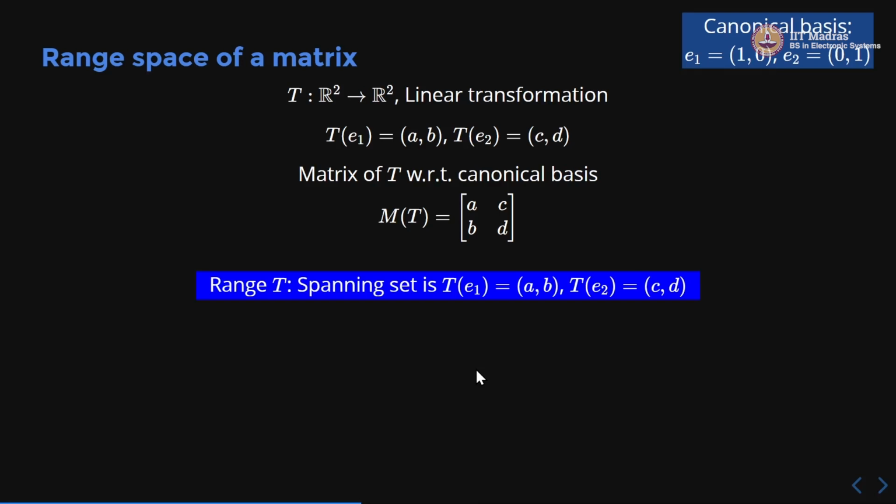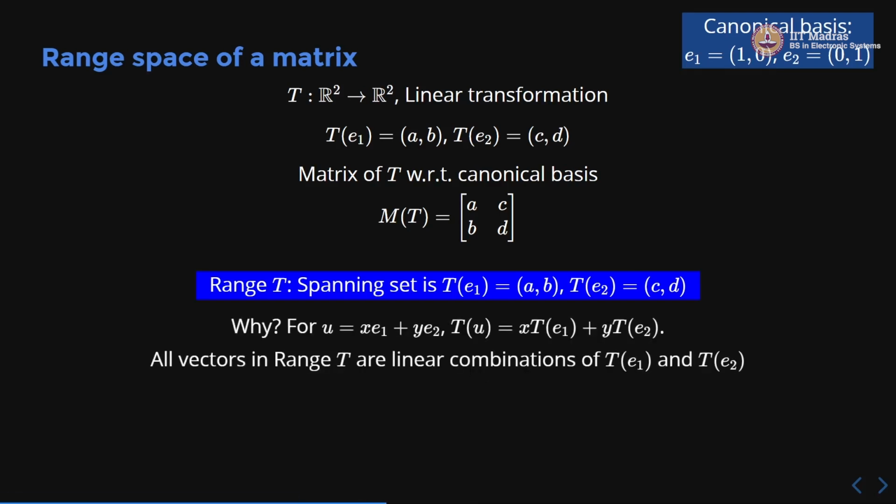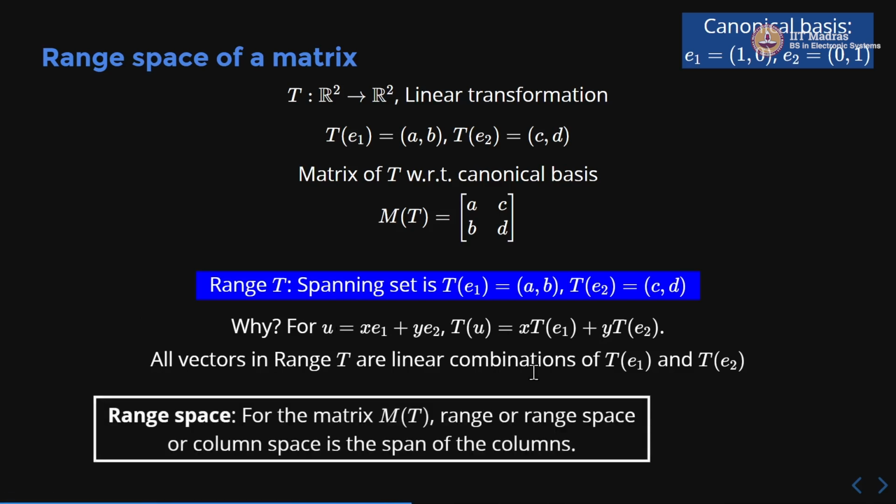So the spanning set is the columns (a, b) and (c, d). I've put down the logic here; the same thing I wrote down, I've written in the slide as well. So all vectors in the range are linear combinations of T of e1 and T of e2. Now the range space, whether it's the range of the linear transformation, the range space of the matrix, or the column space of the matrix. You see why it's called the column space, right?